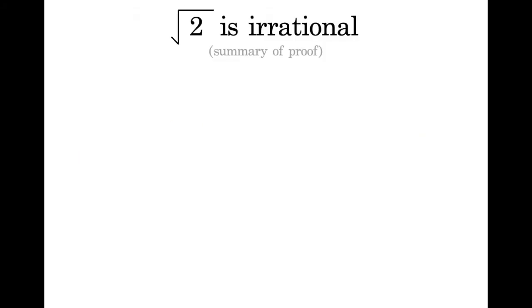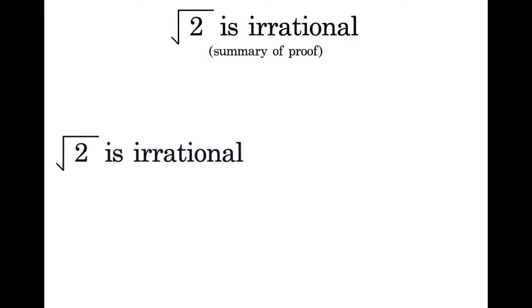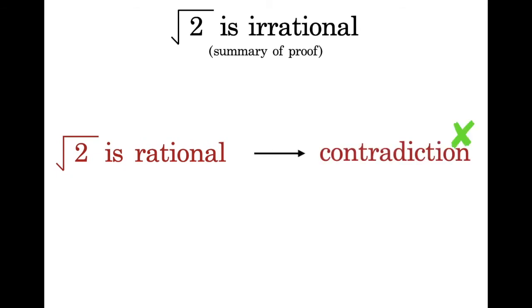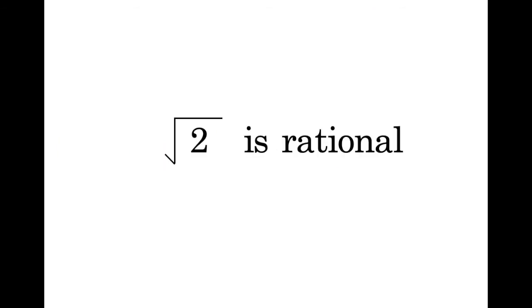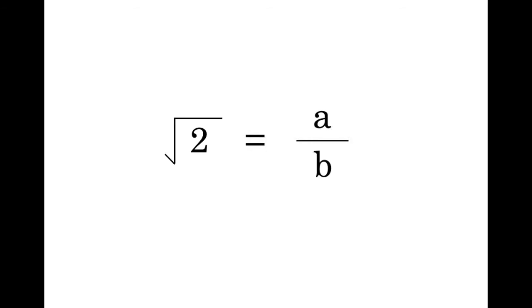To prove that root 2 is irrational, we'll use proof by contradiction. Assume the opposite, that root 2 is rational. Follow a watertight line of reasoning and come to a conclusion that contradicts our initial assumptions. This will show that root 2 must be irrational after all. Let's get started. Here's a statement that's the opposite of what we want to prove. The square root of 2 is rational. If root 2 is rational, that means that root 2 can be written as the ratio of two integers.